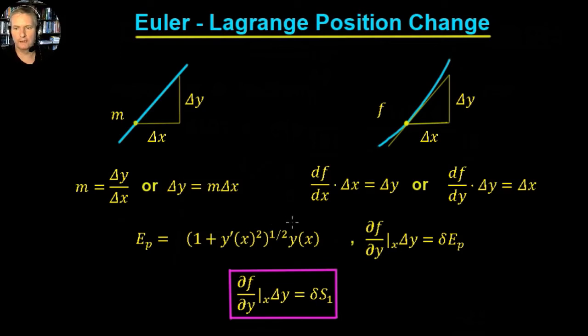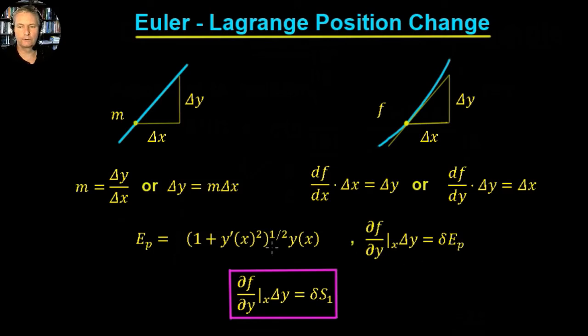So this is our function f here, and if we were looking at changing that or finding what happens to the potential energy as we change the position, then what we would do is differentiate this function with respect to y, and we would be holding x constant. Therefore it would have to be partial f by partial y, where x is a constant, and then if we were to multiply that by some distance delta y, then we would get the change in the potential energy.